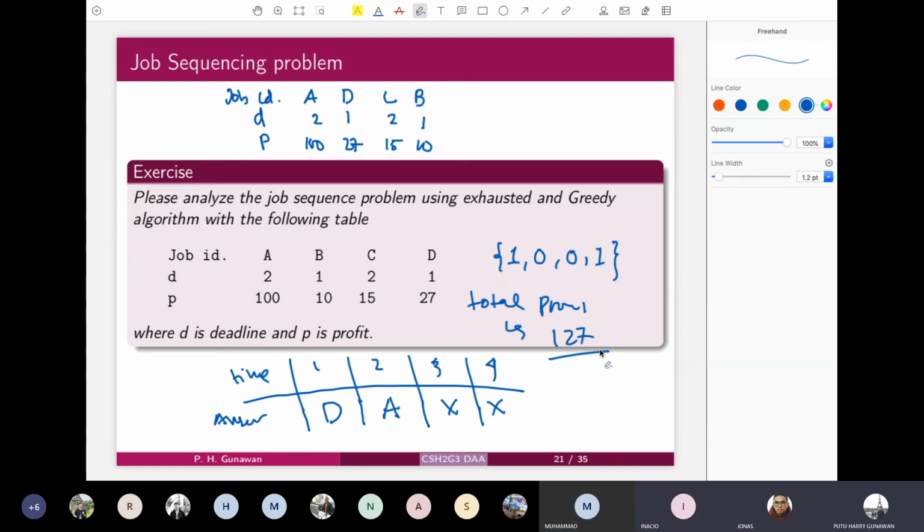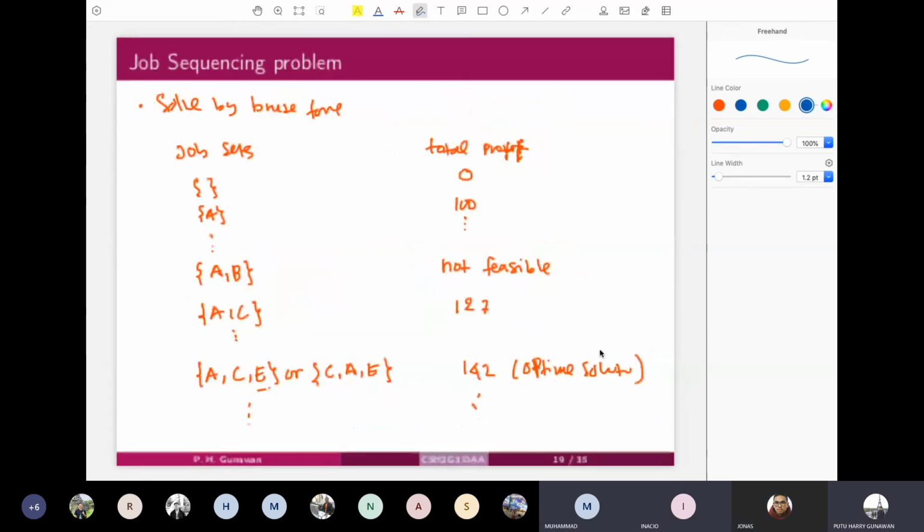Sir, how about the brute force? Yes, the brute force is similar to the previous one. You make the job set and find the combinations: the empty set, only A, only B, only C, and the combinations of those.